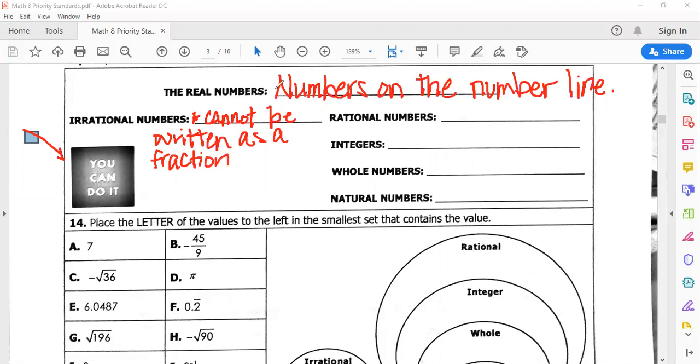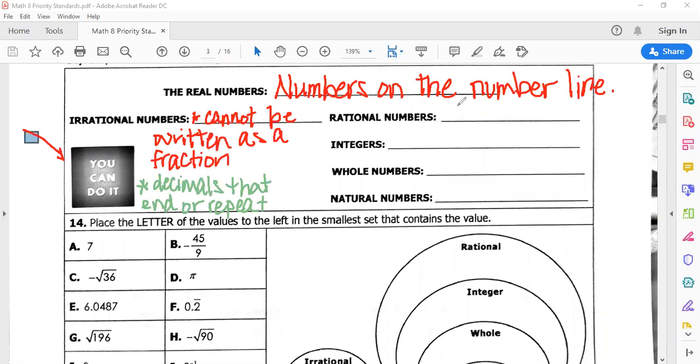The second thing about those irrational numbers is that they are decimals that never end or repeat. So those are irrational numbers. If you cannot write it as a fraction, then it is irrational.